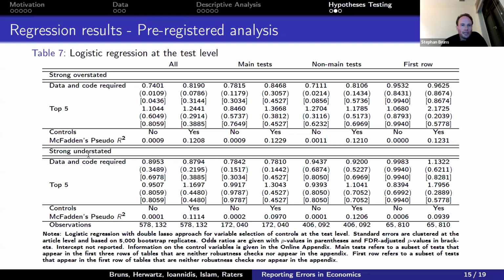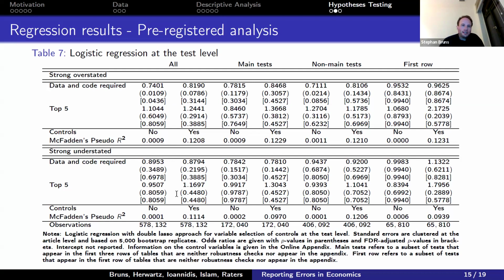If we look at strong understated reporting errors, we can see again the coefficient is below 1, but it's not significant. For the top 5 journals, we actually see a positive effect here. So the coefficient is bigger than 1, but it's not significant. And for strong understated reporting errors, it's also not significant.